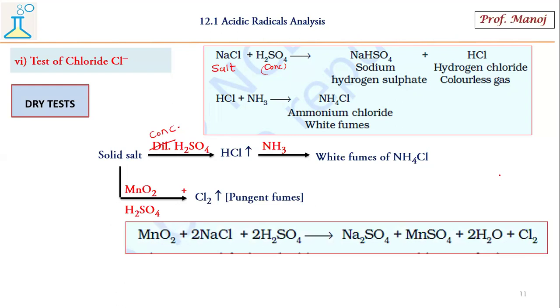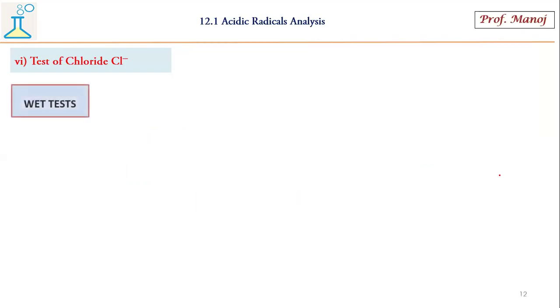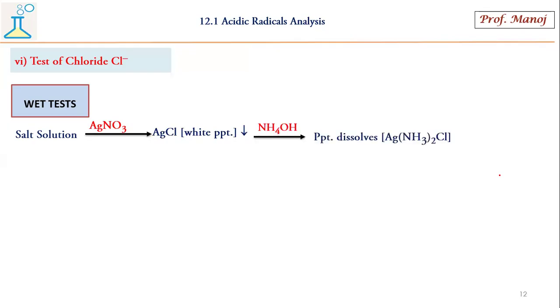This is a reaction set for dry test. Let us come to the wet test now, that means with solution. First, we treat with silver nitrate. Being a chloride ion, it will give you white PPT of AgCl. If you react this with ammonium hydroxide, the precipitate dissolves because it forms this complex.